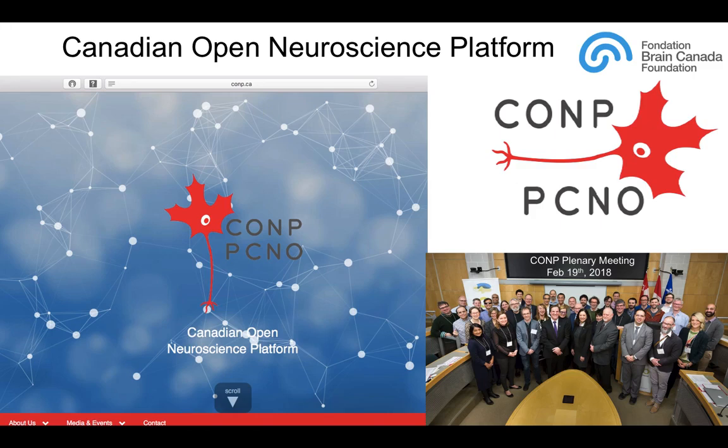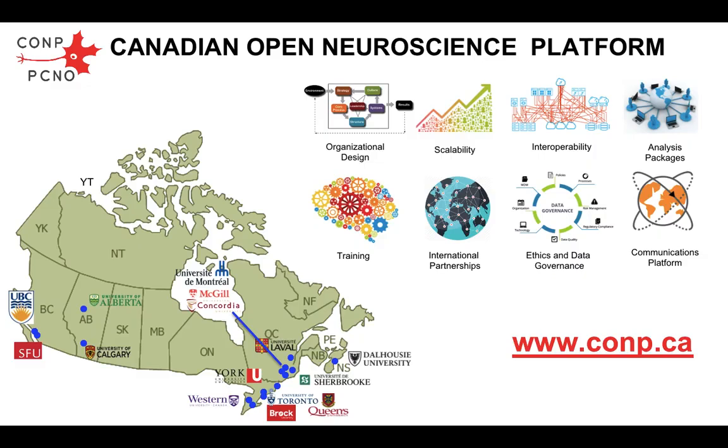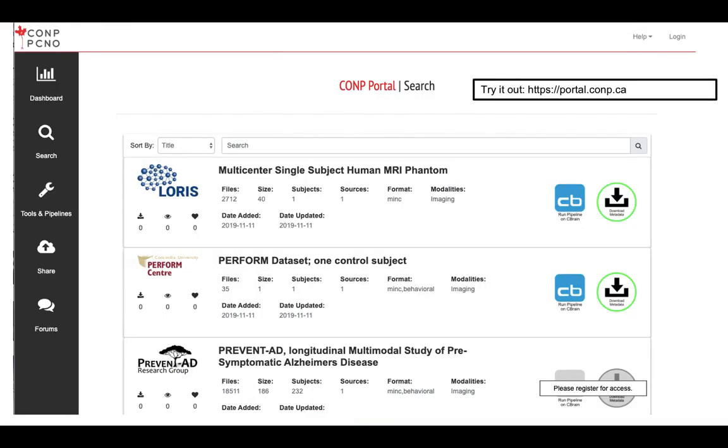Moving on beyond our own walls, the Canadian Open Neuroscience Platform was launched back in 2018, and the CONP binds together a range of universities and higher education institutions across Canada to deal with four major domains: technical integration of data sharing and tool sharing, training, ethics and data governance, and then communications. So all of these components are part of the Canadian Open Neuroscience Platform. I'll speak a little bit about this in more detail. This is the CONP portal where you can go and download any of these datasets.